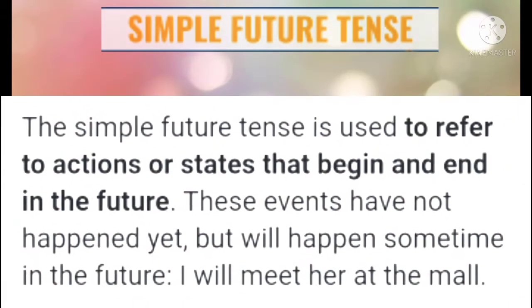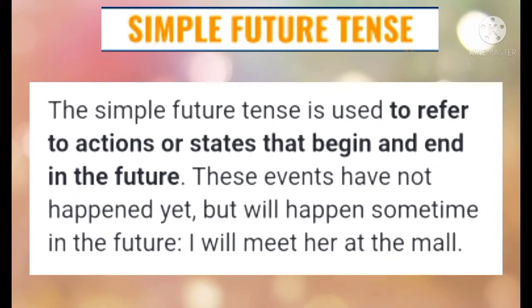Children, simple future tense is used to refer to actions or states that begin and end in the future. These events have not happened yet but will happen sometime in the future. For example, I will meet her at the mall.